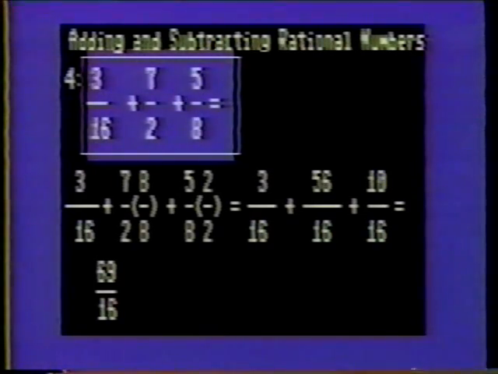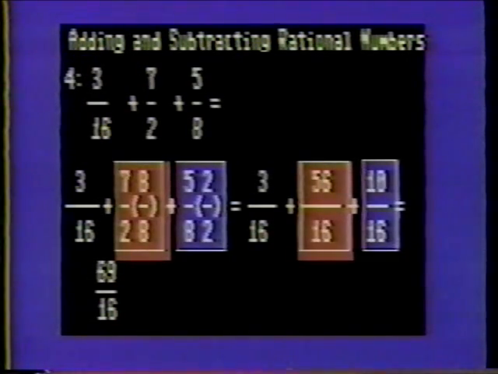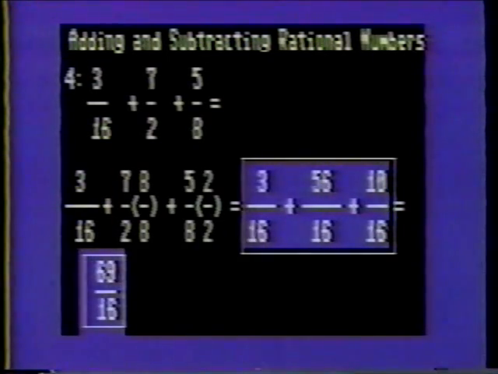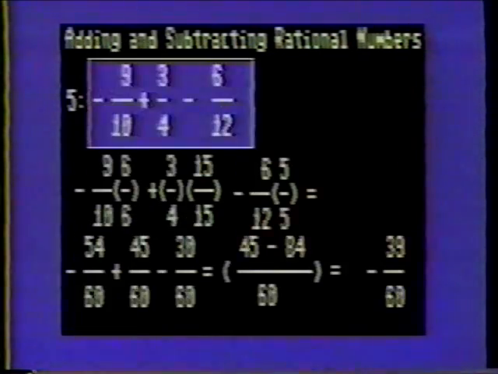Number 4, 3/16 plus 7/2 plus 5/8. In order to add these numbers, we need to find a common denominator. Since 16 is evenly divided by 2 and 8, let 16 be the least common denominator. Multiply 7/2 by 8 over 8 to obtain 56 over 16, and 5/8 by 2 over 2 to obtain 10/16. Adding 3/16 plus 56/16 plus 10/16 yields 69 over 16.